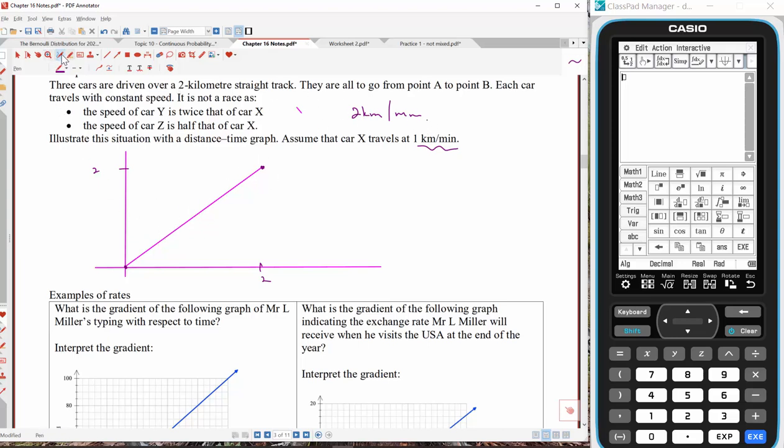All right, so I'm going to put another marker point here, the halfway mark, which is after 1 minute. It's going to travel 2 kilometers. So there is that car. So this is car Y.